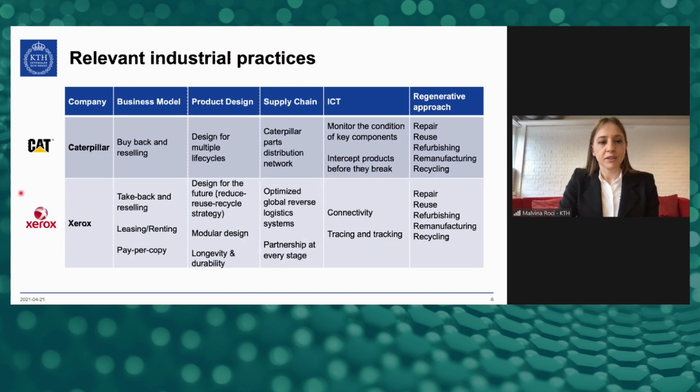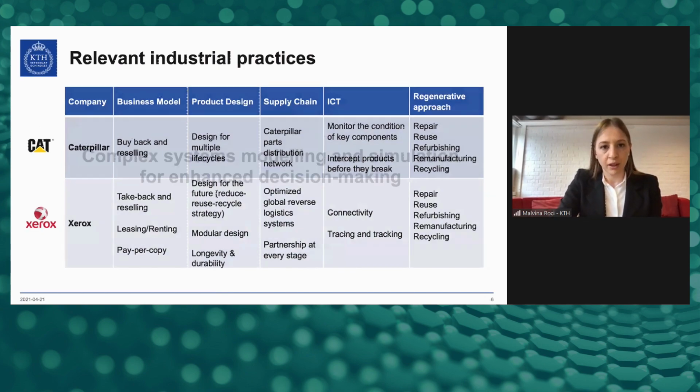And Xerox is another pioneer in terms of implementing circular systems. And except from take back and reselling, they also implement this paper copy, or which is this result-oriented business models. And when we move towards this more service-based business models, when the company keeps the ownership of the products, the role of ICT becomes even more important because it's very important for the company to trace and track the product throughout their life cycle so they can also offer prompt servicing and repair.